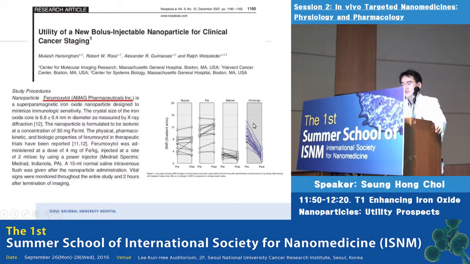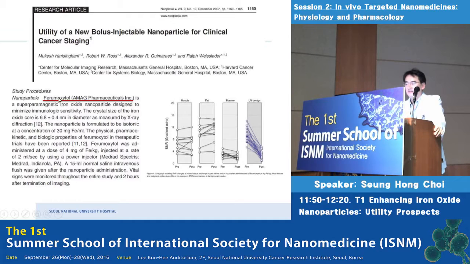So what do we have to do for iron nanoparticles for clinical applications? There are still many researchers who are modifying and developing new methods to make iron oxide nanoparticles more biocompatible and feasible in human bodies. One of them is ferumoxytol, which is made by AMAG Pharmaceuticals in the US.